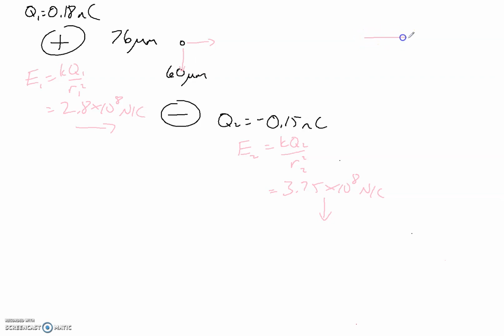So from E number 1, I've got 2.8 going to the right, and then I've got 3.75 going down, and the total electric field would look something like this. So I'm just going to take that 2.8 and square it, and then add that 3.75 after I square it, and put them together. And then I can use Pythagoras to find out that this is around 4.7.